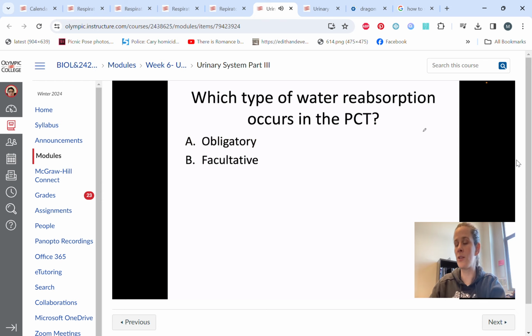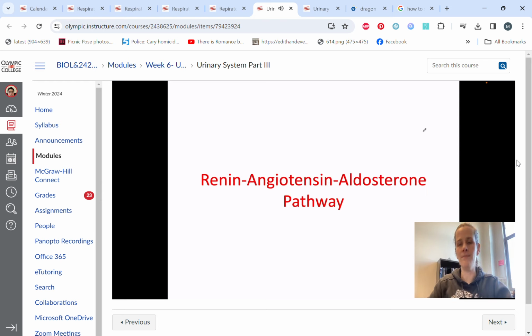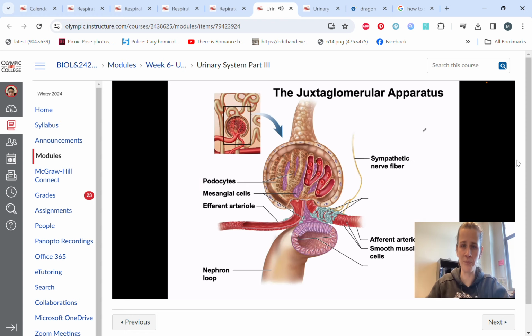What type of water resorption happens in the proximal convoluted tube? Yes, obligatory. Okay. So for this final portion, we're going to focus on hormonal regulation. Specifically, we're going to look at the renin, angiotensin, and aldosterone pathway. Hopefully a few of these hormones ring a bell, because we've talked about a couple of them.